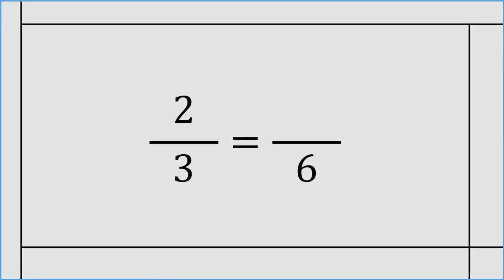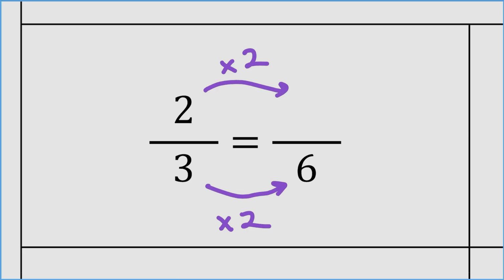Here we go. Here's how you figure this out. One way you can figure this out is I'm looking, the 3 turned into a 6. How did the 3 turn into a 6? Well, you would have to multiply by 2. Now, whatever happened on the bottom, you must also do to the top. So I'm also going to multiply the top 2 by 2, which gives us an answer of 4.